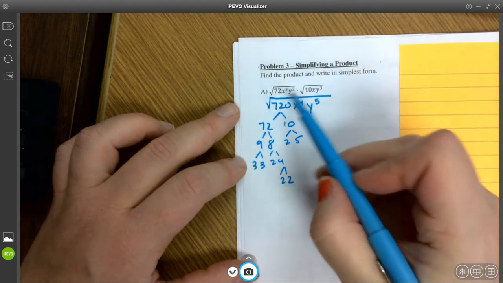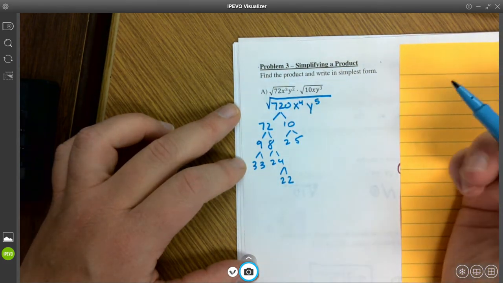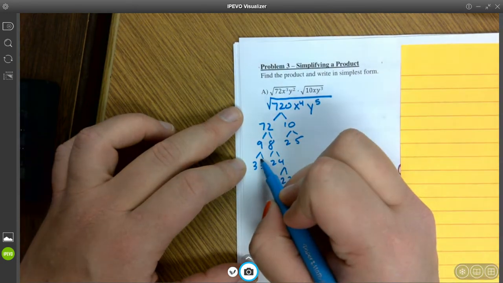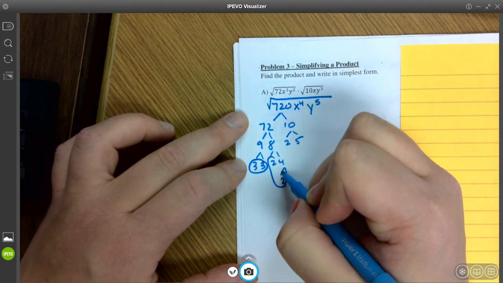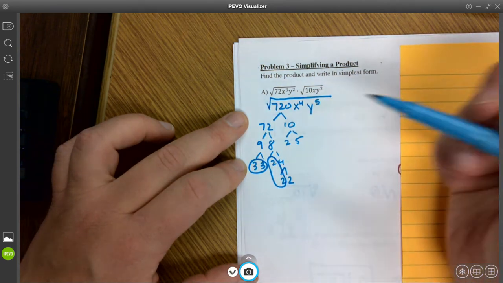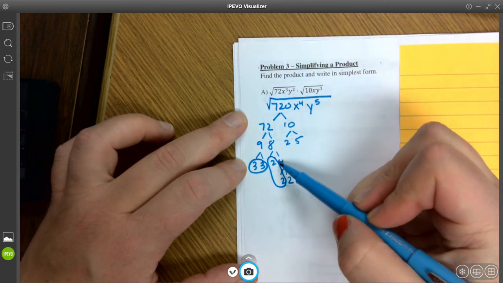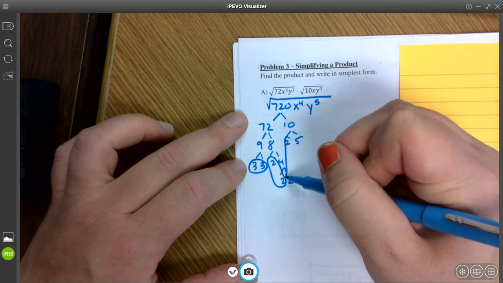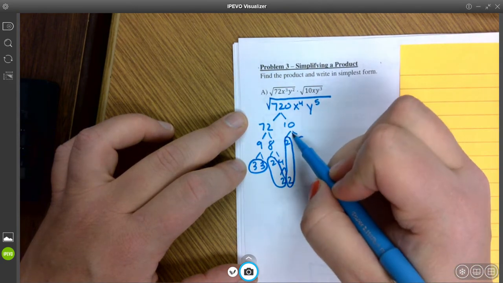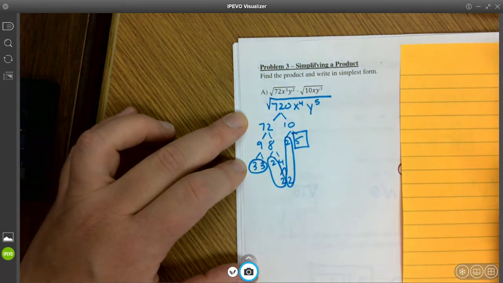I'm looking for pairs. See, there's no index, so I'm looking for pairs. So I have a pair of 3s. I have a pair of 2s. This is where you have to be careful and make sure you have nice, neat organization. This 4 has branches, so we don't do anything with the 4. If you have branches, you don't do anything with them. Here's a 2. This 5 is the only thing that was left over.